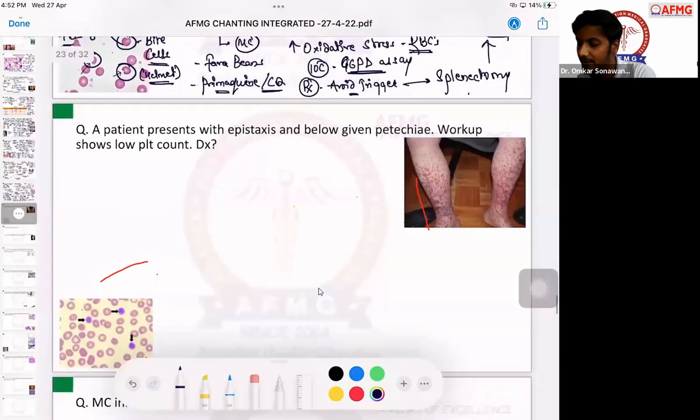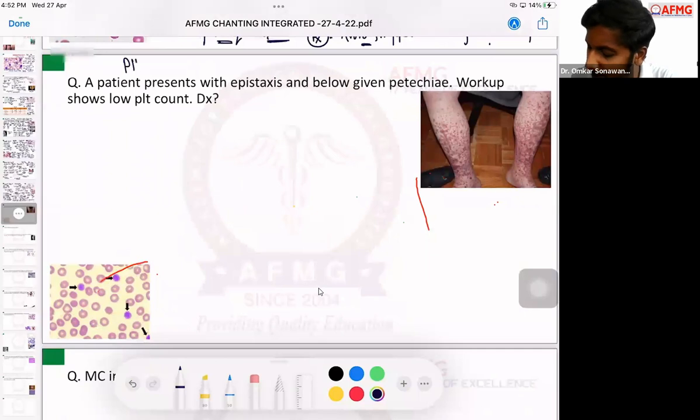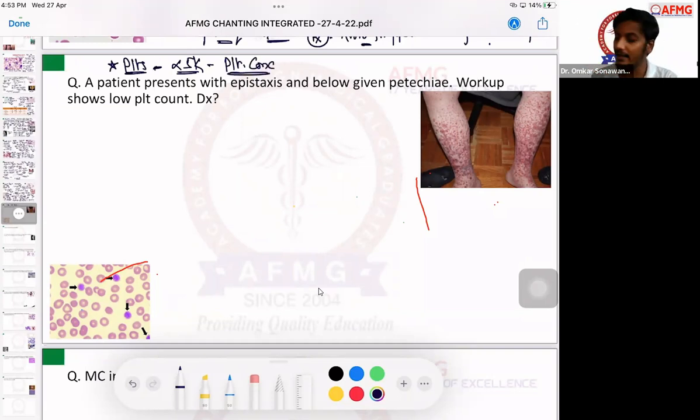Moving further with platelets now. As I told you, the normal value of platelets is 1.5 to 4 lakh cells per cubic millimeter. Less than 1 lakh cells per cubic millimeter is called thrombocytopenia, but not severe enough. If the platelet value goes to less than 5,000 cells, that is the time for platelet transfusion. Platelet concentrate is given.